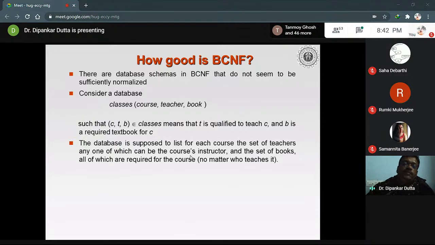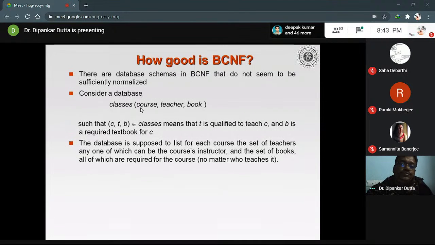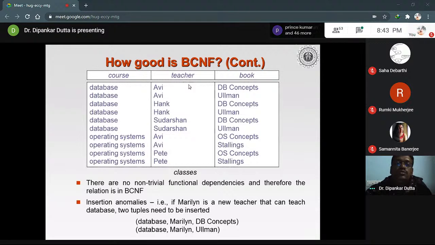Now suppose we are having a database table. In that table we have three attributes: course, teacher, book. For the database course, the teacher is this and the book name is this. For the database course, the teacher name is this, the book name is this. There are no non-trivial functional dependencies, therefore this relation is in BCNF.